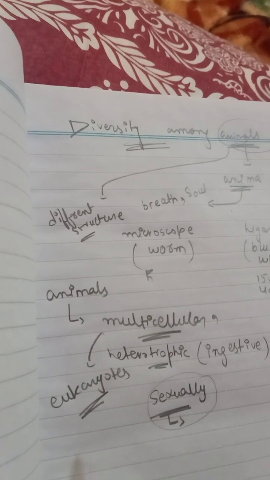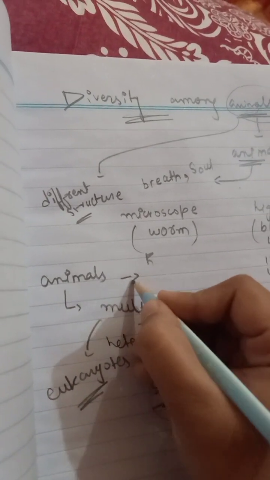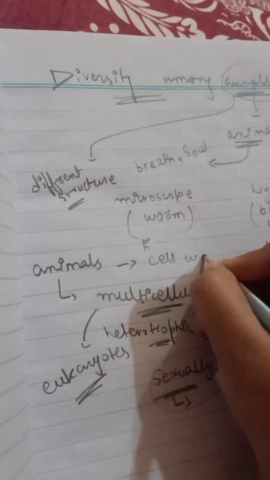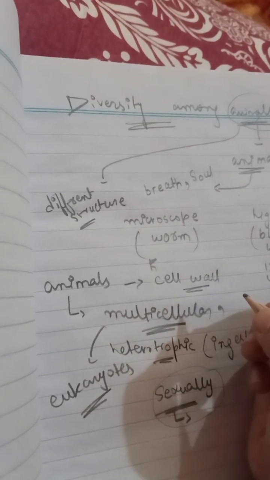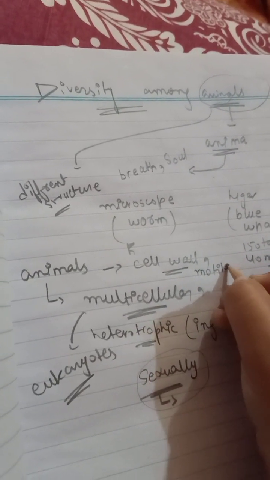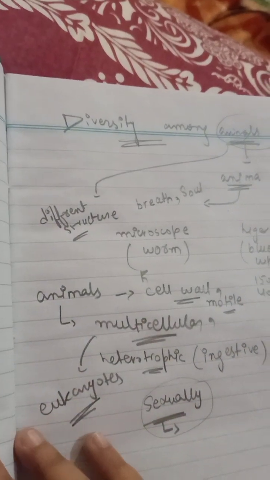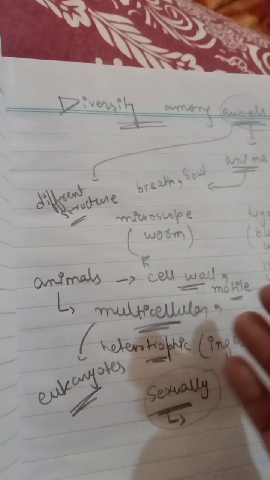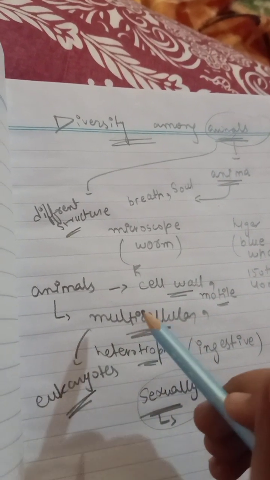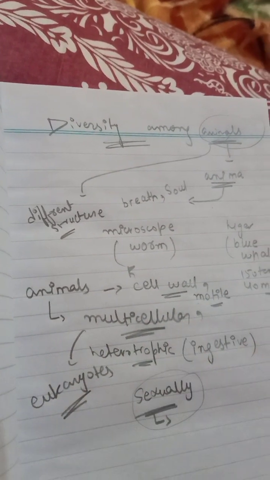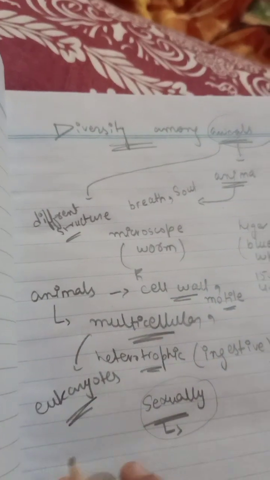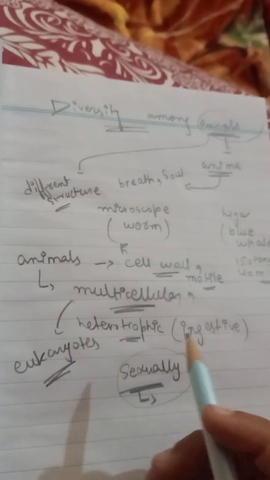Okay, and if we talk about animals, the cell wall is basically not present. There's a lack of a cell wall, and they're motile. What is motile? Motile means they can move. We can move, we can go here and there, so that means motile. And they can also respond to stimuli. As you guys all know, these were the characteristics of the animal.